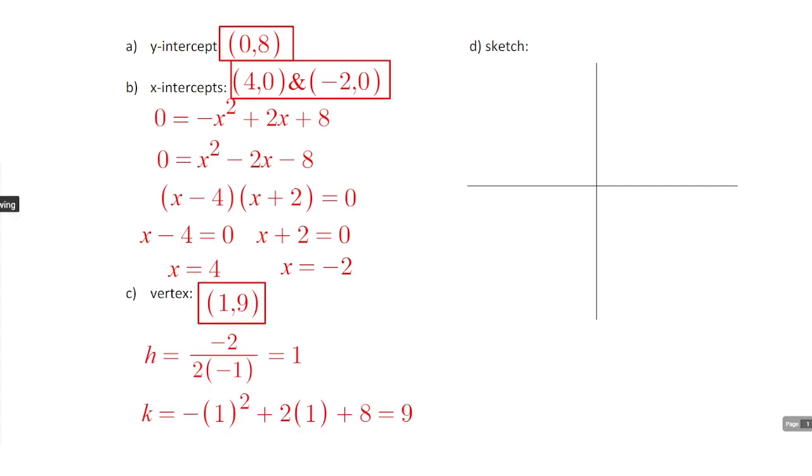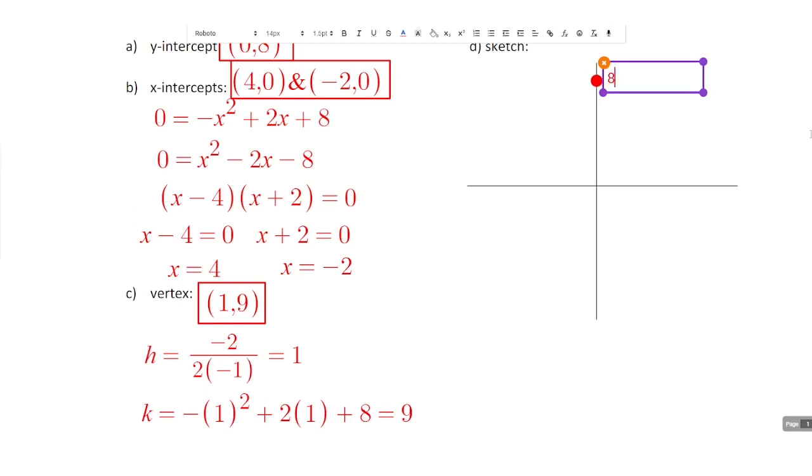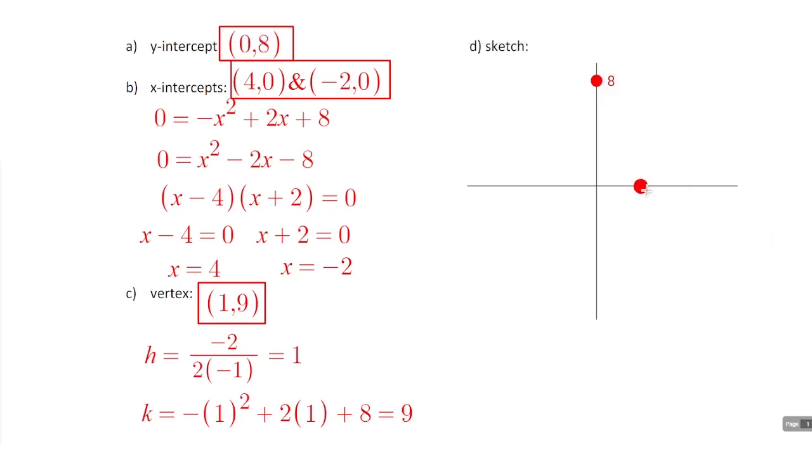For the sketch, I'm going to first plot my y-intercept at (0, 8). I'll just plot it somewhere up here, so we have somewhere to start with. And I'll label it with an 8. My x-intercepts are at 4 and -2, so I've got one that's going to be roughly over here. There's my 4. And then -2 would be like here-ish.